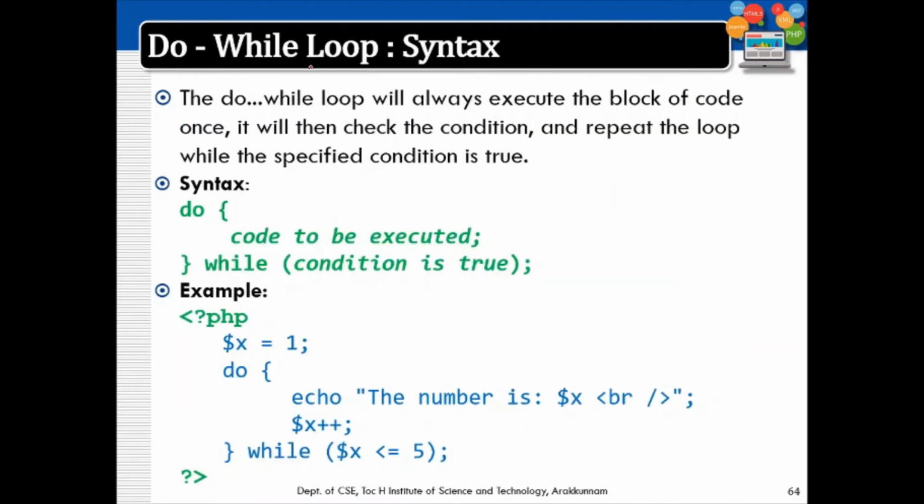Next is the do while loop. The do while loop, on the other hand, is an exit control loop. The code given inside the do part is guaranteed to execute at least once, and after doing it once, it will check the condition. If it is true, it will be repeated, otherwise it will exit from the loop. This is guaranteed to execute once, and this is an exit control loop. So here is an example.